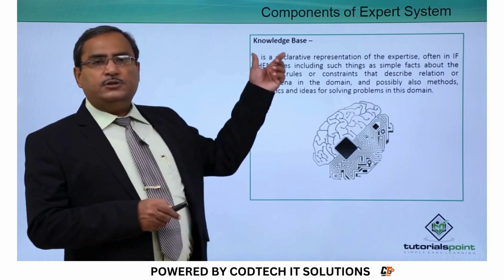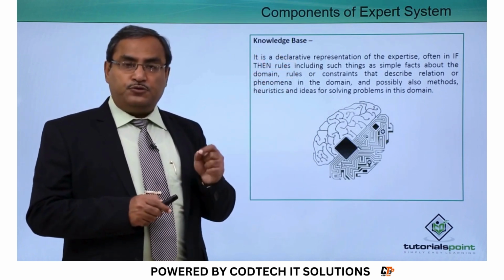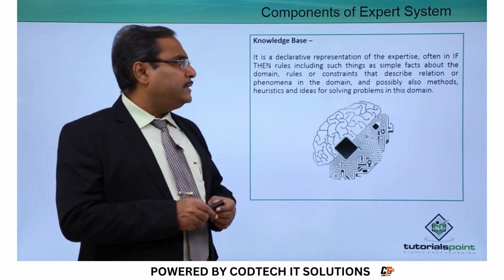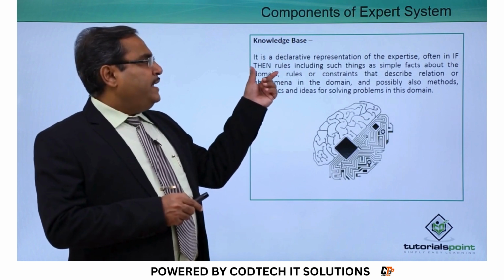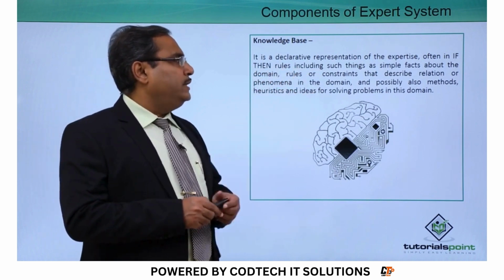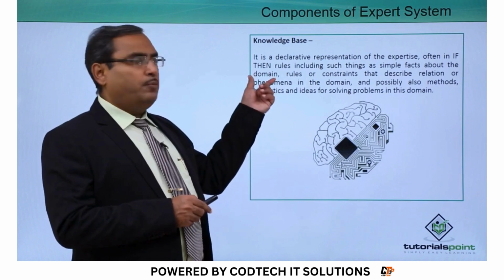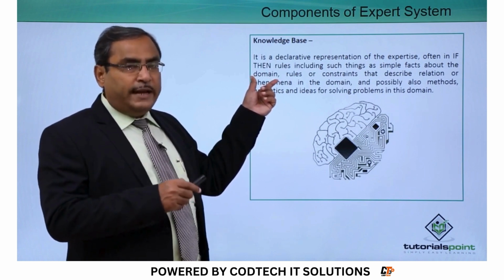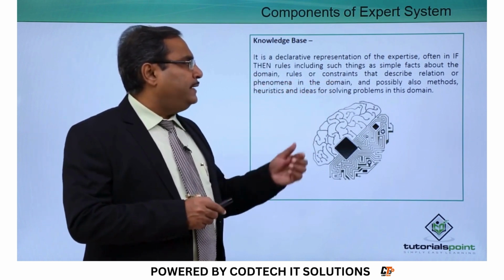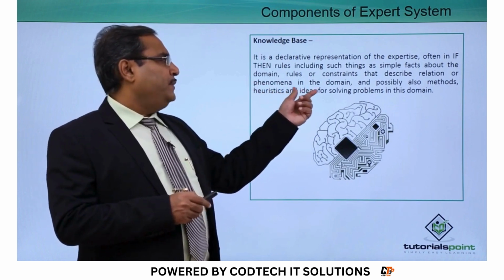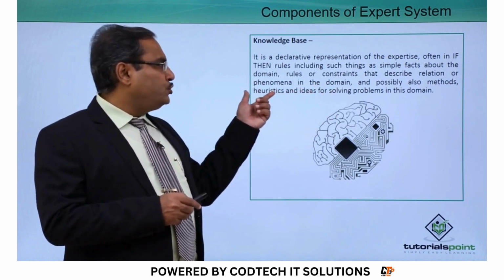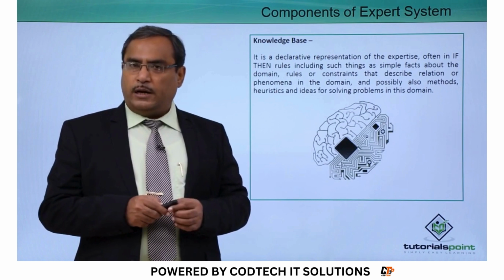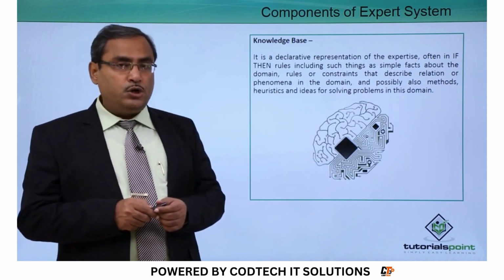At first we go for the knowledge base, where the respective rules will be written in the form of if then. It is a declarative representation of the expertise, often in if then rules, including such things as simple facts about the domain. So here the domain will be expressed in the form of if then rules, rules or constraints that describe relations or phenomena in the domain, and possibly also methods, heuristics and ideas for solving problems in this domain. And that is the concept of our knowledge base.